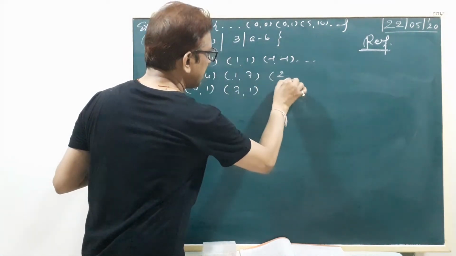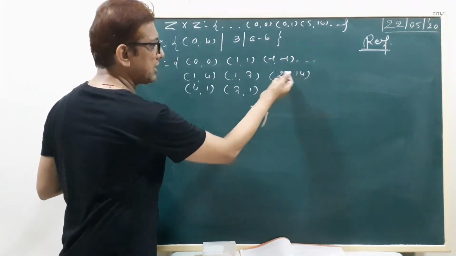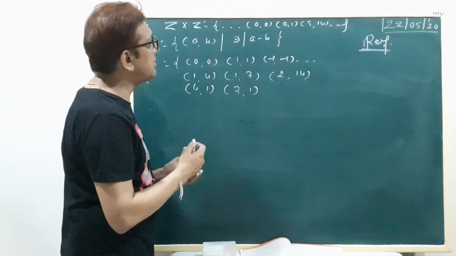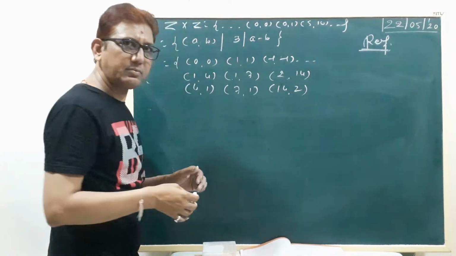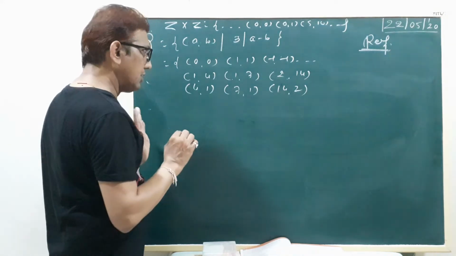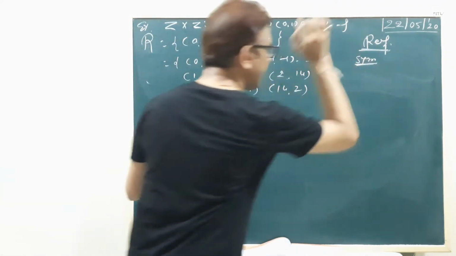Any number. Suppose 2 and 14. (2, 14) is possible because 14 minus 2 is 12, and 12 is divisible by 3. Yeah, possible. So (14, 2) is also possible. Clear? Okay. So the symmetric property is also satisfied.